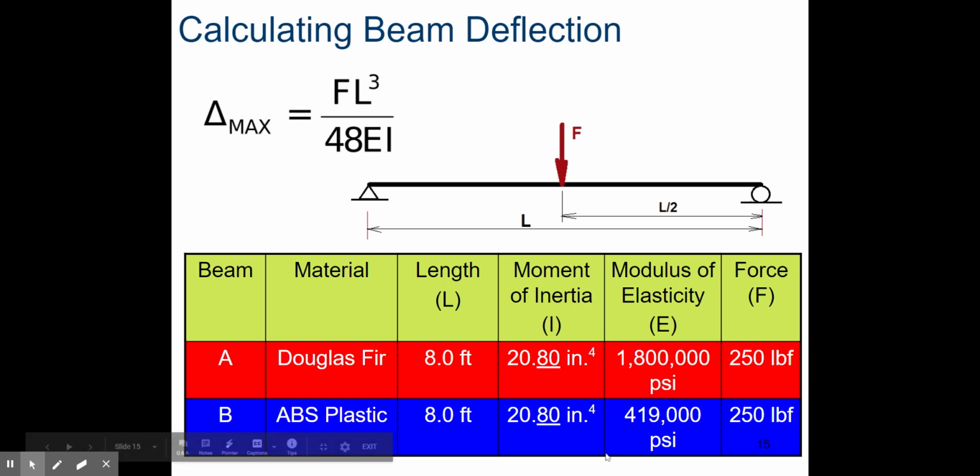So here are those properties. We're given the length is the same for both beams A and B. The moment of inertia, we said, is also the same, and the force is the same, 250 pounds. The only difference is E. The modulus E for Douglas fir is much bigger. Bigger means it's going to be stiffer and it's going to bend less. For ABS plastic, the E is smaller, which means it's going to bend more.